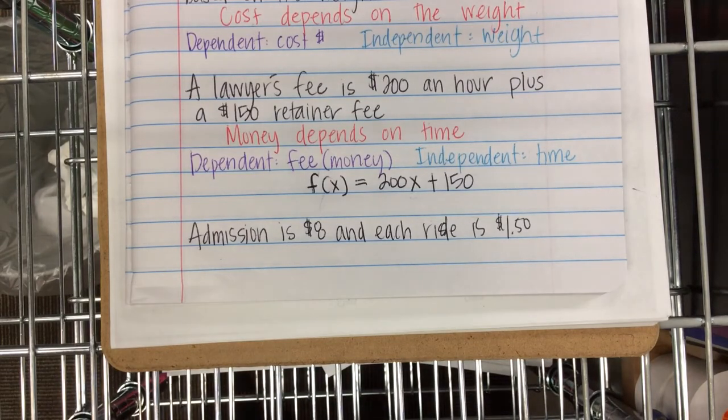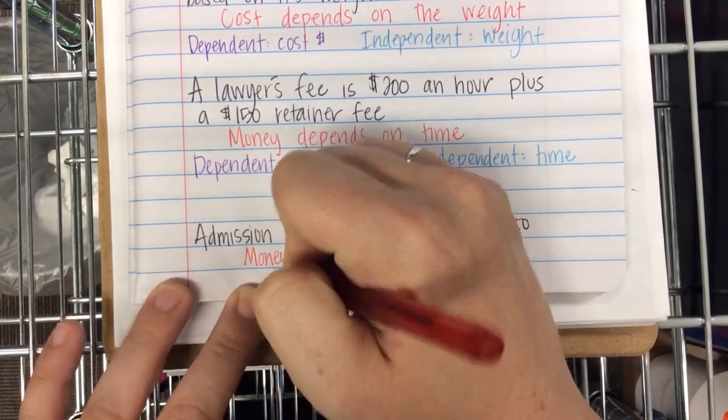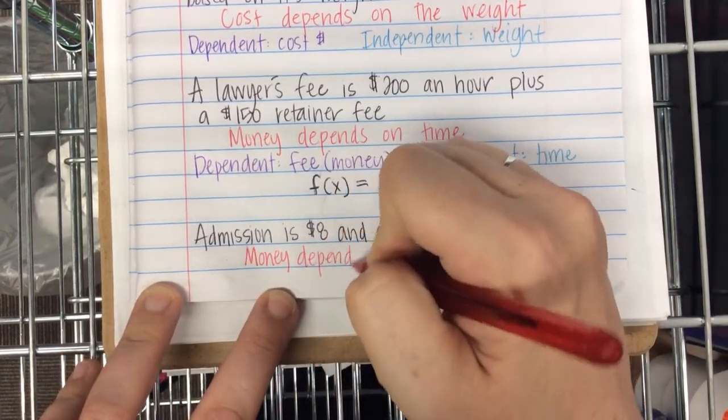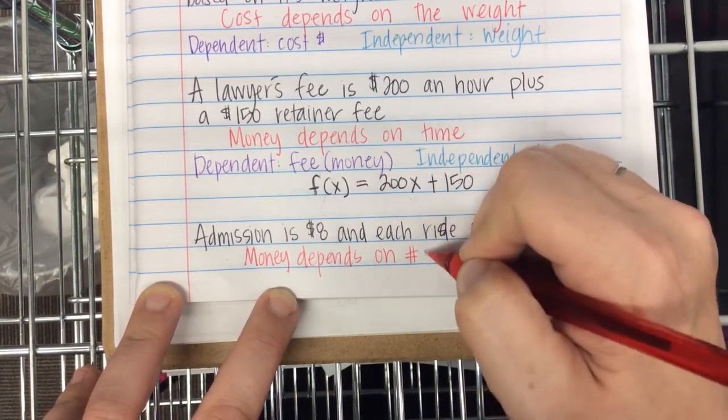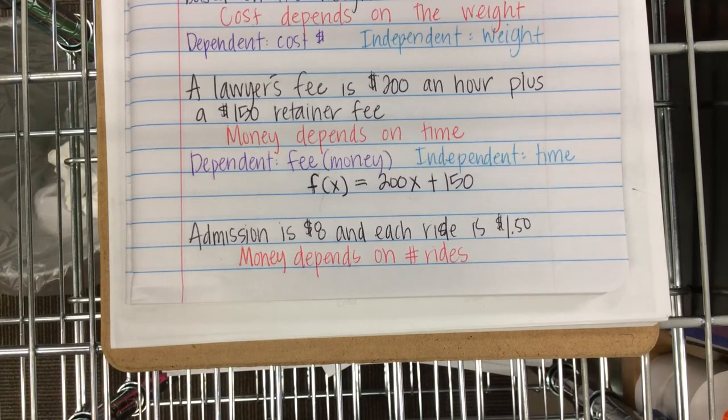So money, again, is my dependent, on the number of rides. If I only had $8, I get to ride 0 rides. My money depends on the number of rides. How many rides can I ride? I don't know. How much money do I have, right? How much money I spend depends on how many rides I ride.